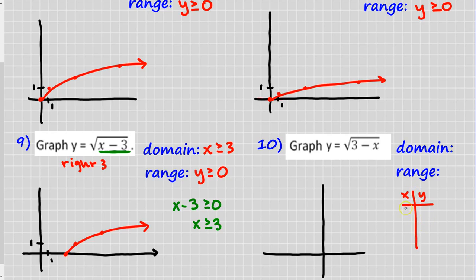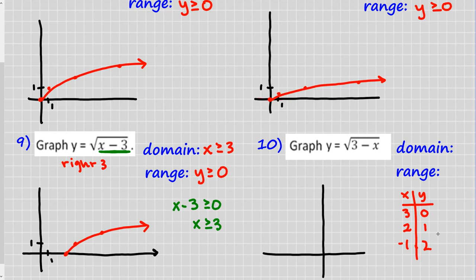What if x was 3? 3 seems to be an important number because it would make the inside of the radical 0. So we would have the square root of 0, which is 0. What if x was 2? Then we would have the square root of 1, which is 1. What if x was, let's say negative 1? Then we would have the square root of 3 minus negative 1, which is the square root of 4, and that's 2.